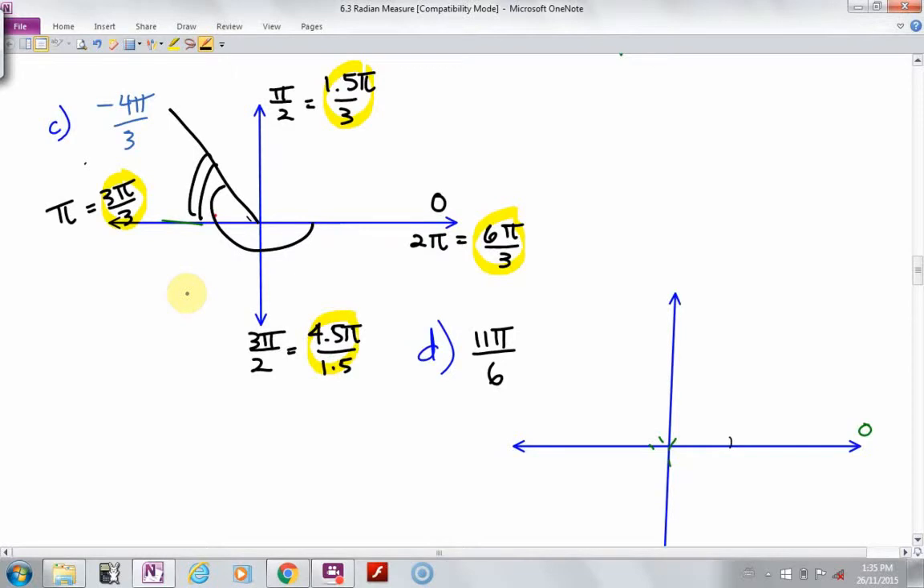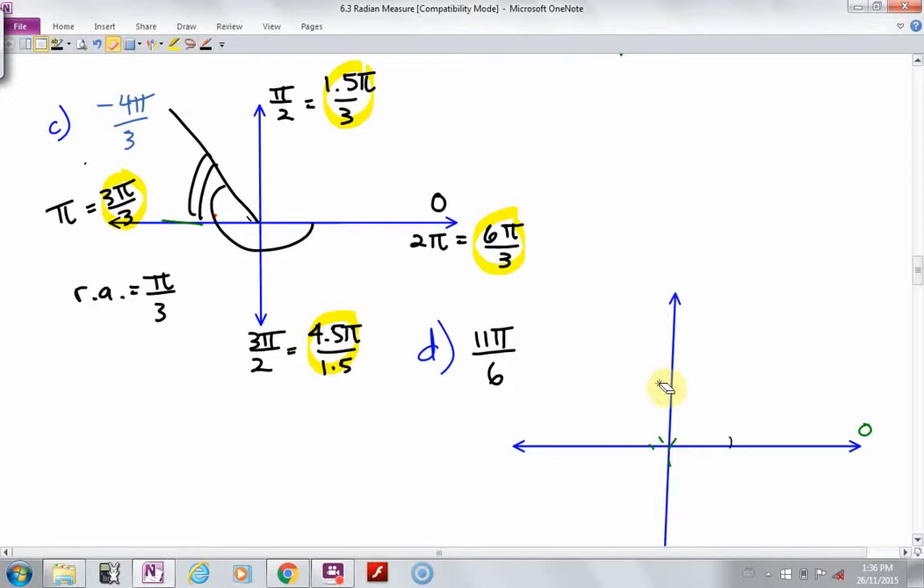So we went around this way. We went a full pi around here. So that's 3 pi by 3 in the negative direction. And this is 4 pi by 3 in the negative direction. So the difference between those two is pi by 3. So the reference angle here is pi by 3. Okay?